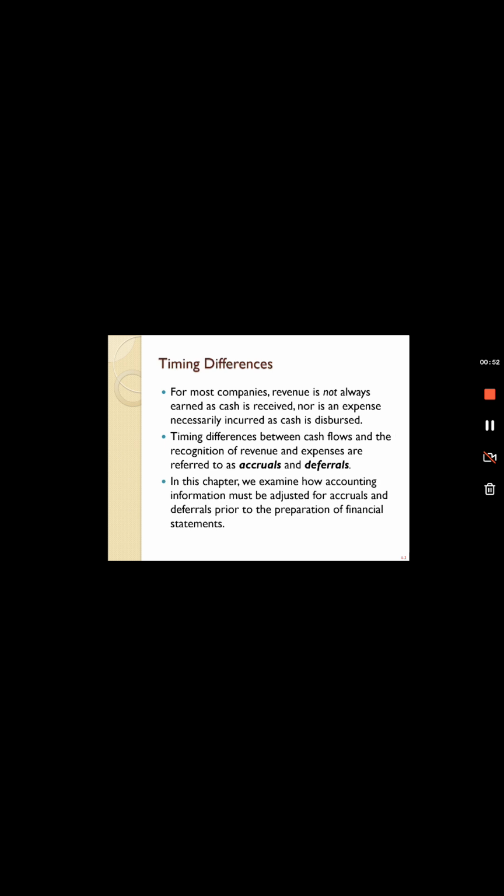is collected. Timing differences. For most companies, revenue is not always earned as cash is received, nor is an expense necessarily incurred as cash is disbursed. Timing differences between cash flows and the recognition of revenue and expenses are referred to as accruals and deferrals.